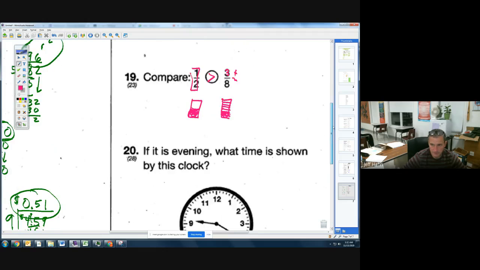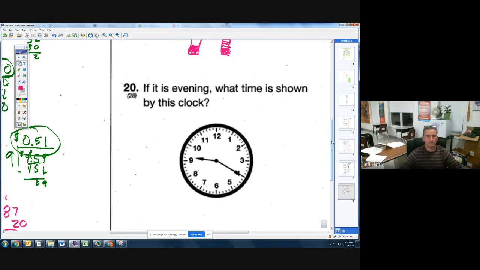And hey, let's finish it all off with something about time. If this time is in the evening, which means it has to be p.m., what time is shown by the clock? So we look at the little hand. We're a little past 9. So we're 9 something p.m. Each one of these is 5 minutes, 10 minutes, 15 minutes, 20 minutes. We are at 9:20 p.m.